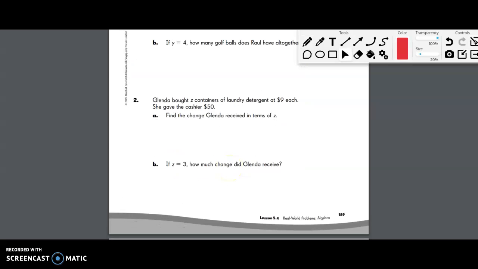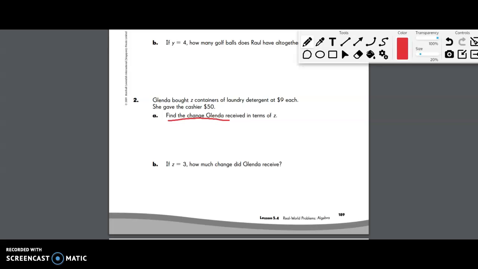Another example. Glenda bought Z containers of laundry detergent at $9 each. She gave the cashier $50. Okay, so find the change Glenda received. Well, if I think, okay, what does change mean? Change means that if I spend, say, $5 and I give the cashier a 20, I have to do 20 minus however much it cost to find the change. The change is the difference between what it cost and what I gave them. So I know I'm going to be minusing.